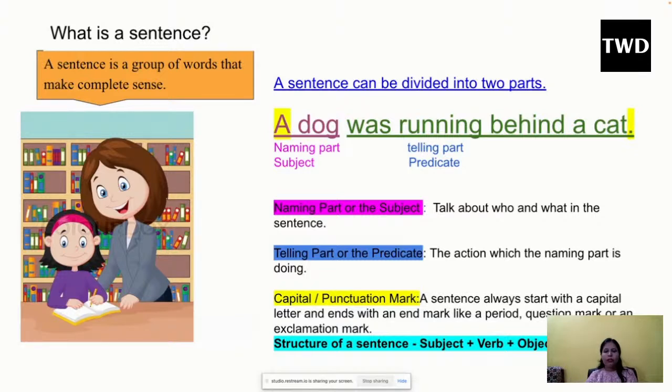Then the structure of a sentence, as I told you earlier also, contains subject plus verb plus object. Yes, so we already saw yesterday what can come in the subject part. In the subject part, either we will have a noun or we will have a pronoun. Say for example here, a dog. Dog is a noun, isn't it? So in the subject we can have a noun or a pronoun. Yes. So moving forward to the subject verb agreement.